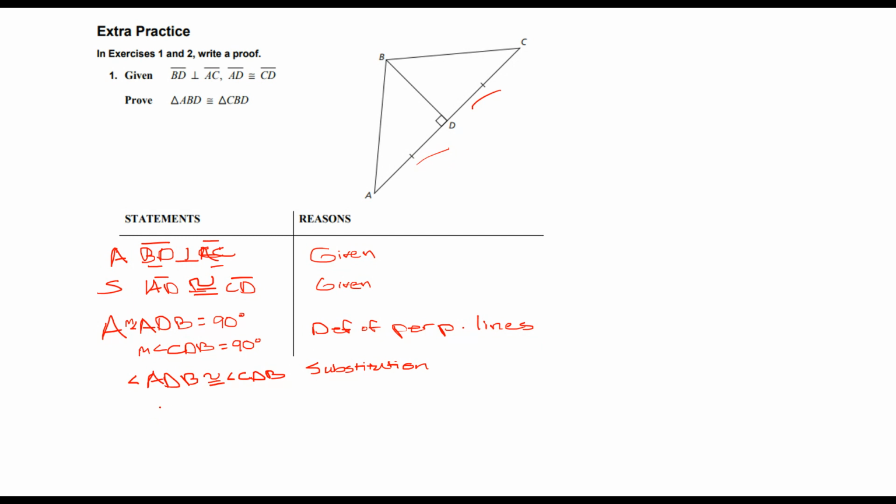And so that's my side. I've got my side, I've got my angle, and now I need one more side to prove it. Well, I notice that they share this side, BD. BD is congruent with BD itself. What do we say when something's congruent to itself or equal to itself? Well, that would be the reflexive property.